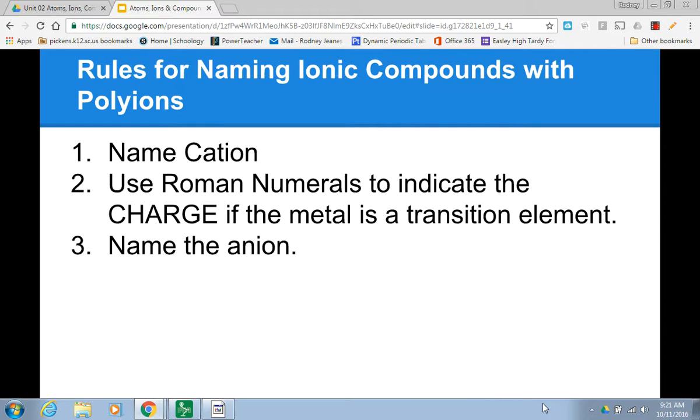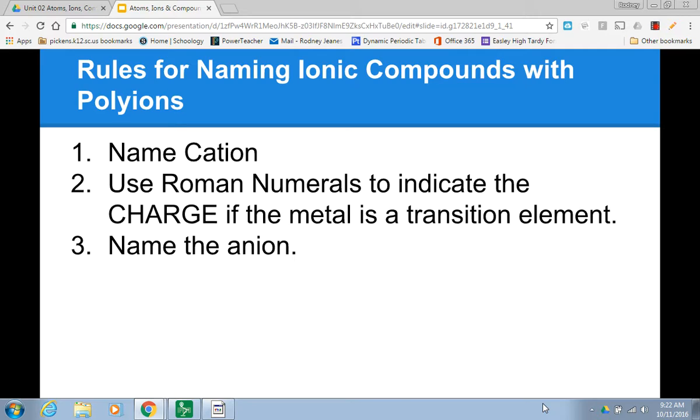All right, here's your rules. Again, these are the same rules that you had for naming binary ionic compounds. And so they're really the same thing. You can pause the video and jot these down, or you can just simply say use the same rules for binary ionic compounds. So here again, you're going to, first of all, name the cation. Cation is the positive ion. It's always written first in the name of the compound, so it makes it easy.